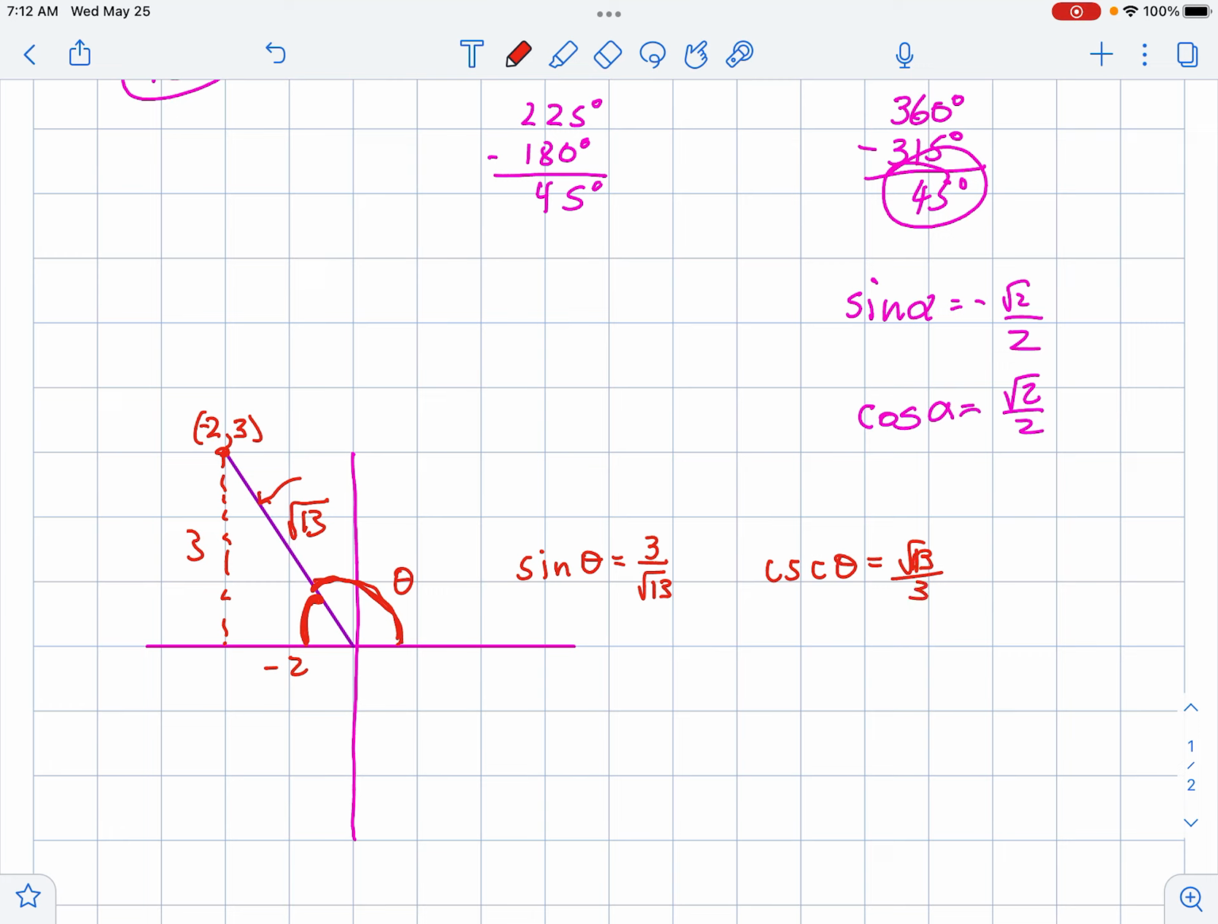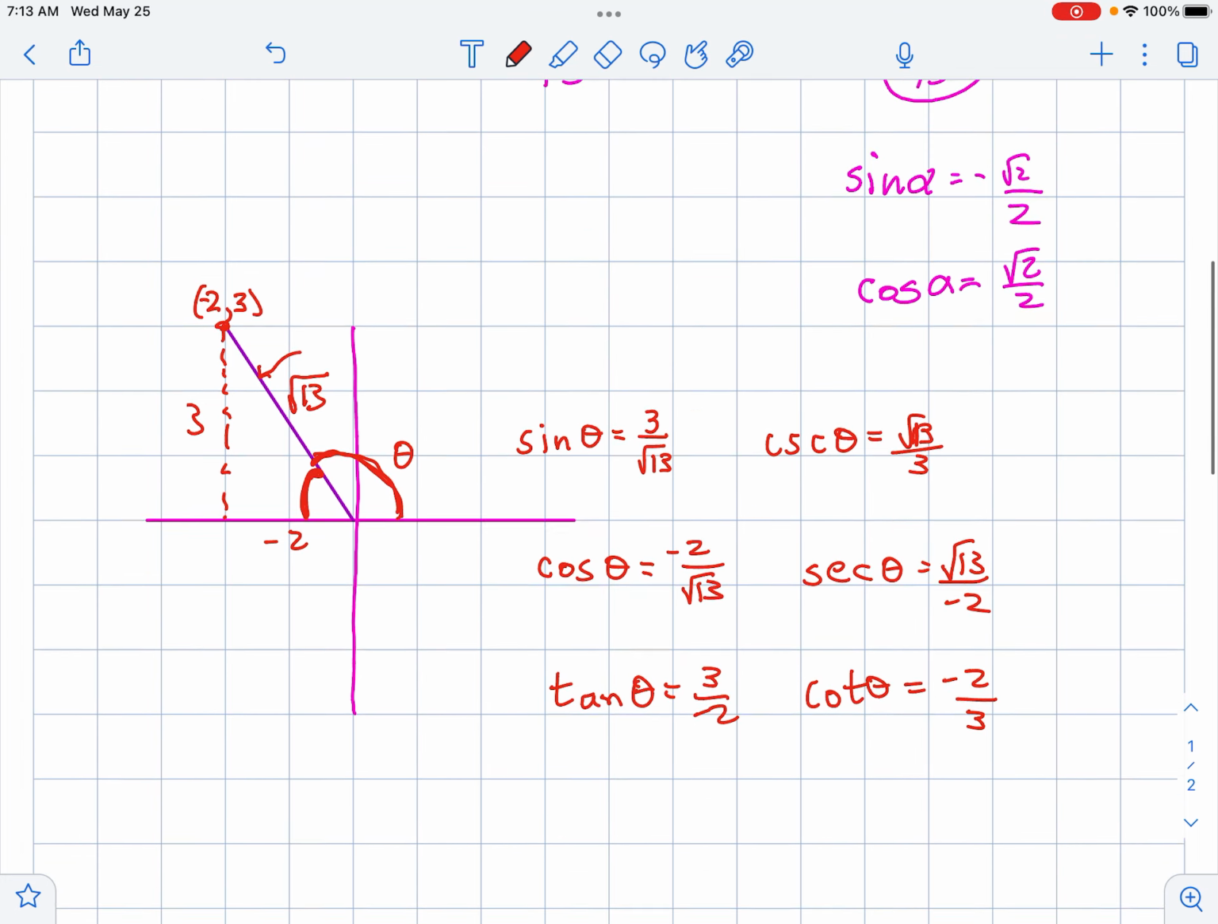Okay? Then we could talk about cosine. Cosine is negative 2 over the square root of 13. Secant is the flip, square root of 13 over negative 2. And of course, we've got tangent and cotangent. Tangent is 3 over negative 2. Cotangent is negative 2 over 3. So there's how we could find those. So this is, once more, an application of the reference angles.